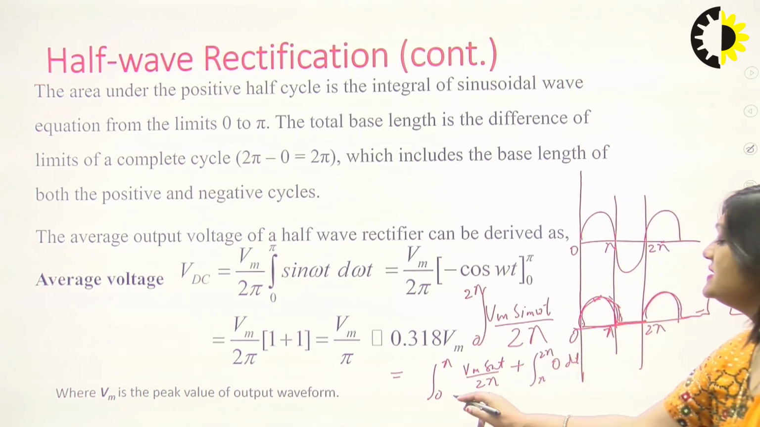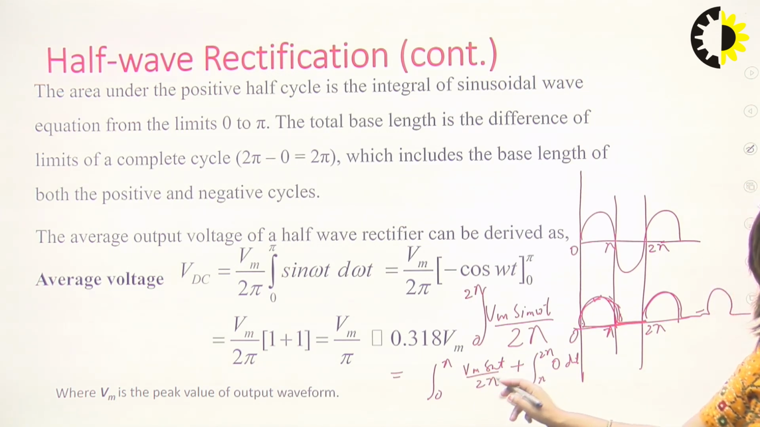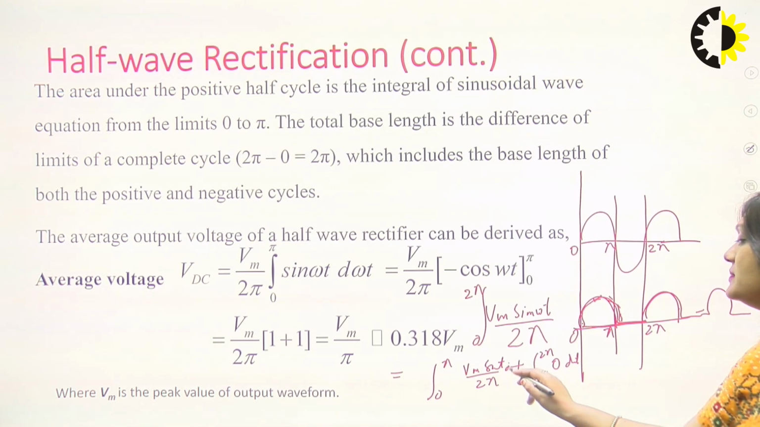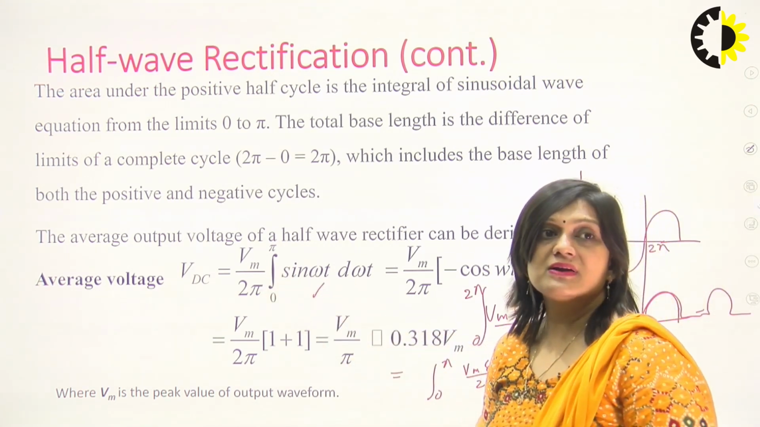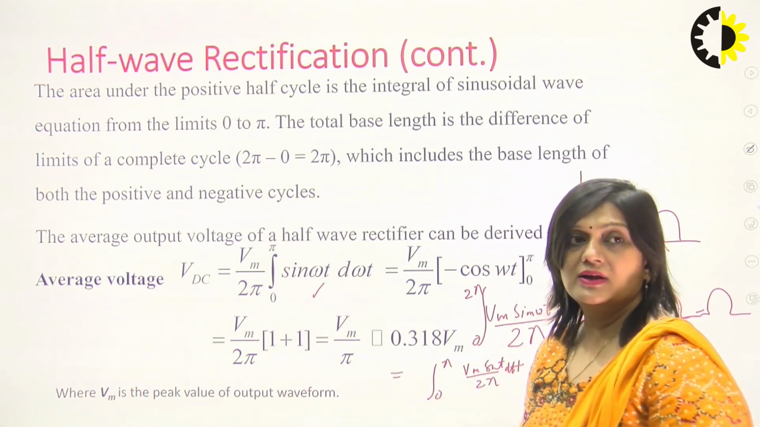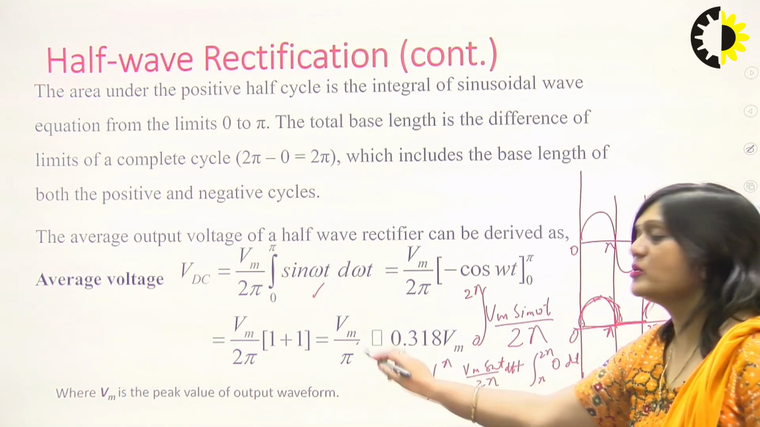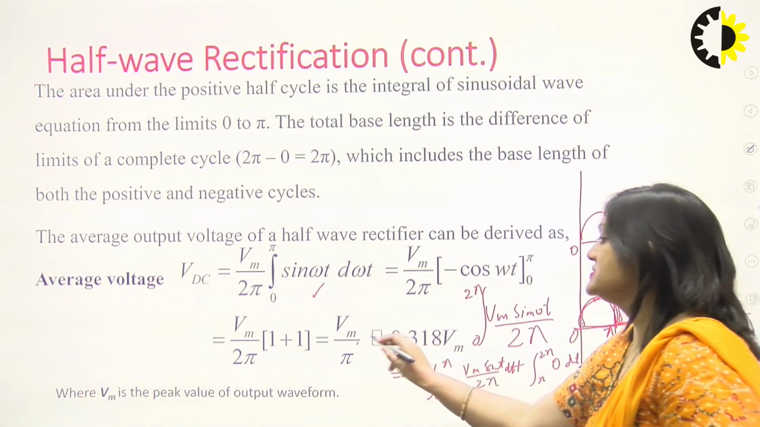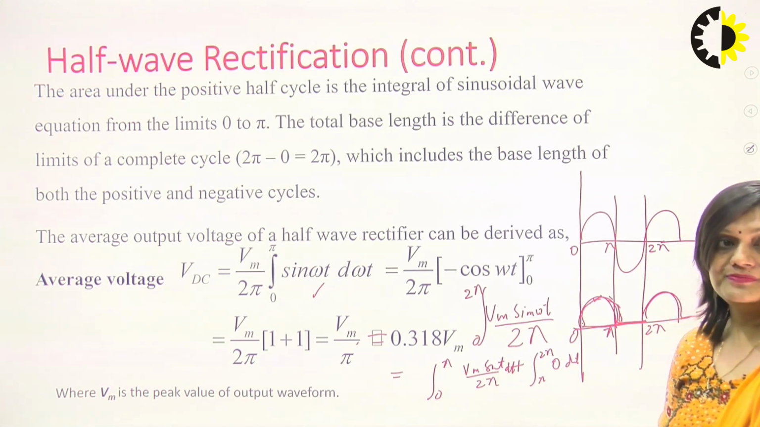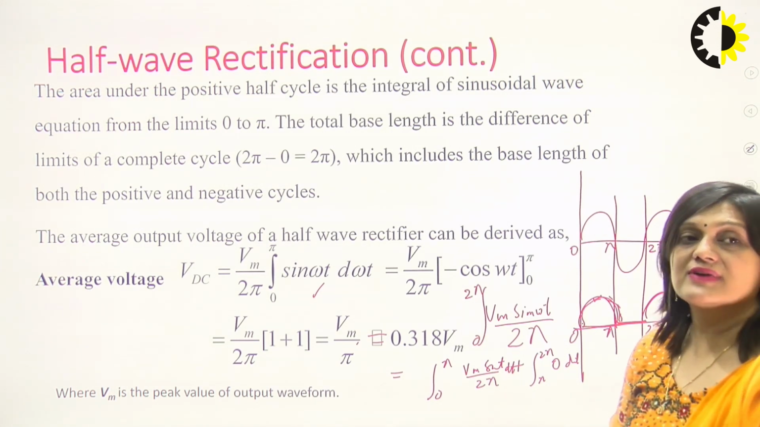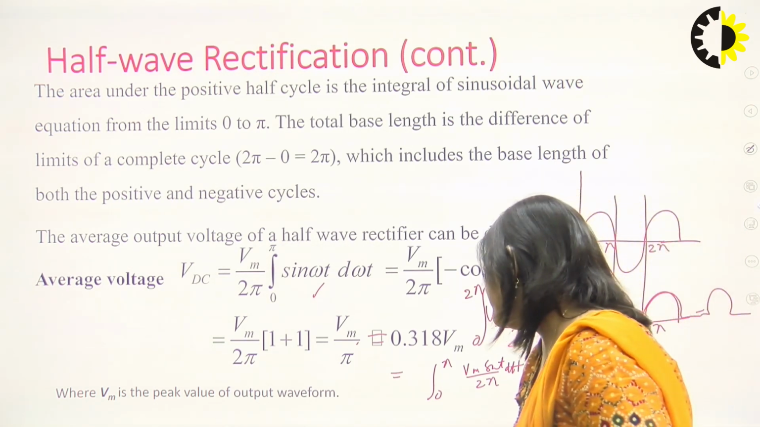So that's why the final result is the integral from 0 to pi of Vm sin omega t upon 2 pi dt. That is written here as Vm upon 2 pi, sin omega t d omega t. Now we can open the limits and the result is Vm upon 2 pi, or we can call it 0.318 Vm. So in case of half wave rectifier, the average output is Vm upon pi.